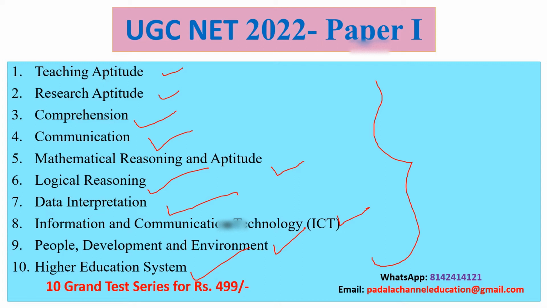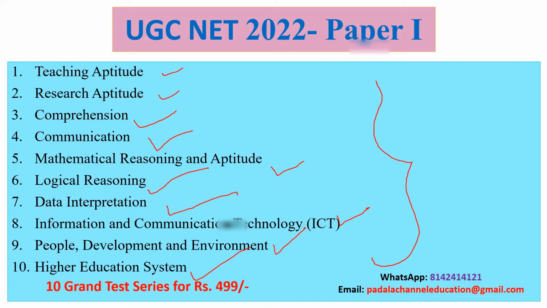Then is research aptitude. You will know the basic definition of research, types, methods, steps of research, thesis and theoretical writing, application of ICTs in research, and research ethics. You can expect questions from these areas in research aptitude. Then is reading comprehension. You will know well about reading comprehension. Then communication. In communication, what is communication, what is effective communication, what are the different barriers to effective communication, and mass media and society. You can expect questions from these areas.